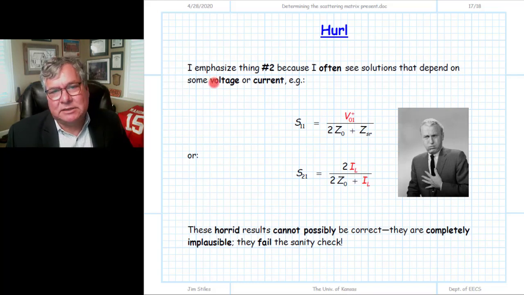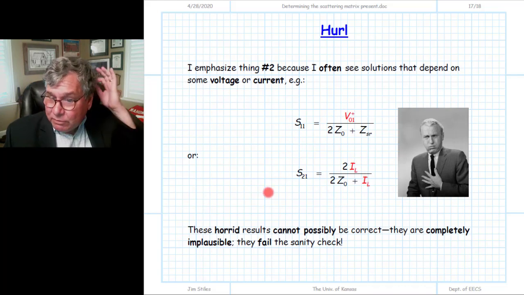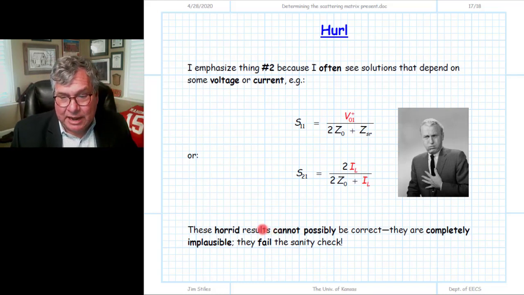I emphasize this because students often provide me with answers that violate that third clause. They have scattering parameters that depend on Z0 and the device parameters, but also there are other things thrown into the solution. So I see something like this, where there's a voltage involved in S11, or like this, where there's some current involved with S21, for example.